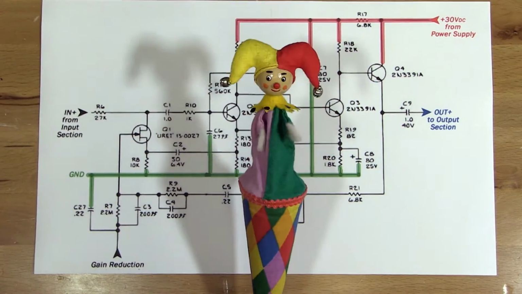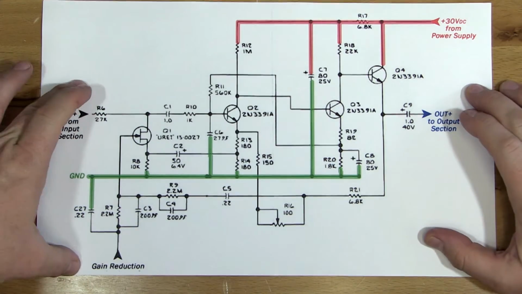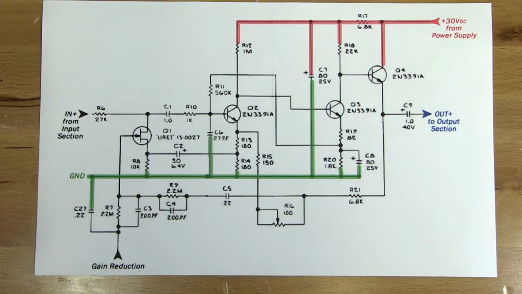Time for DC current path. Okay, so now we're going to do the DC current paths. I've switched to just the preamp portion of the circuit because we don't need to do this that many times to demonstrate it.